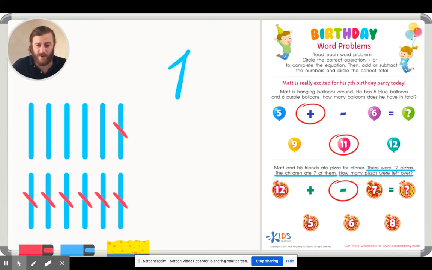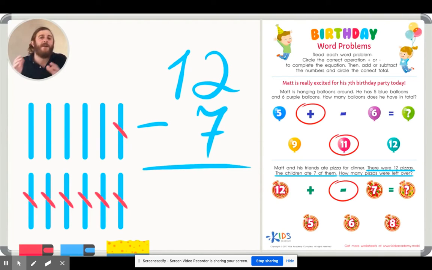But let's write that, 12 minus 7, and use our strategy of counting back to see if 12 minus 7 really equals 5. 12, remember, don't count 12. 11, 10, 9, 8, 7. I have 5 fingers up. 12 minus 7 is 5.